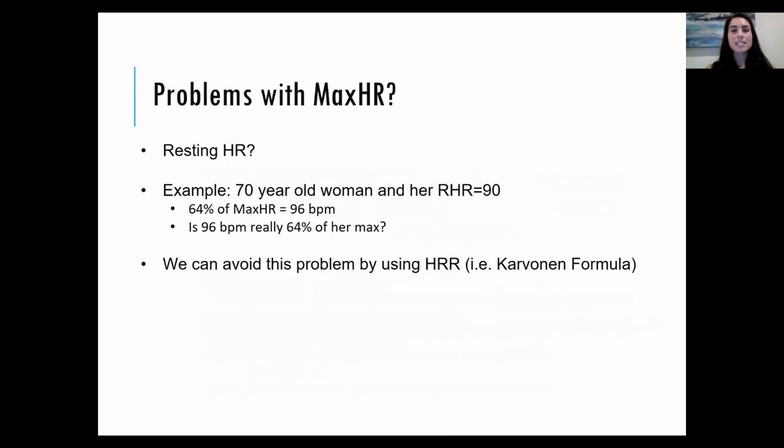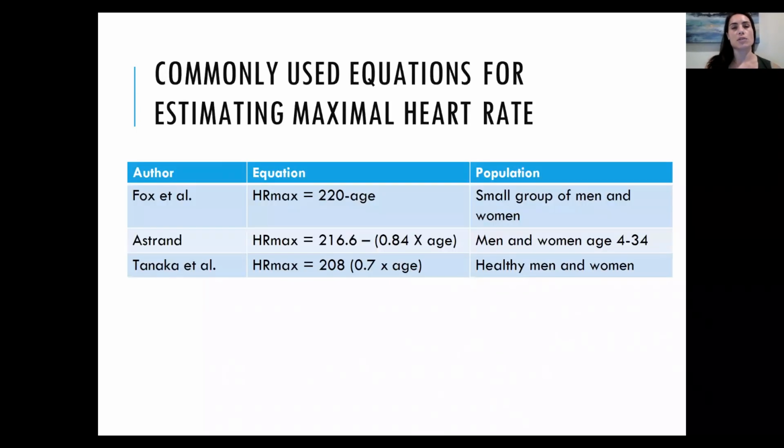So what we're seeing is that this can't really be 64% of her max, right? We know that 96 beats per minute is not really realistic for her max heart rate range. If her resting heart rate is 90, how could 64% of her max be 96, only 6 beats per minute greater, okay? So that's where we can use the heart rate reserve formula. And I'll get into that in just one moment, okay?